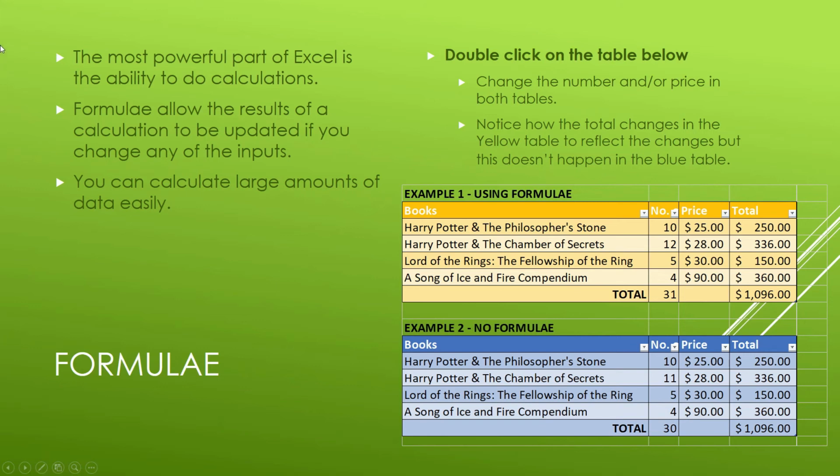The most powerful part of Excel is the ability to do calculations. So being able to put in information and it to automatically update the result of sums. It means that you can do calculations with huge amounts of data really, really simply, and you can do more complex ones. In PowerPoint, you can actually double click and you can play around with this. But I'm going to go to the real one.